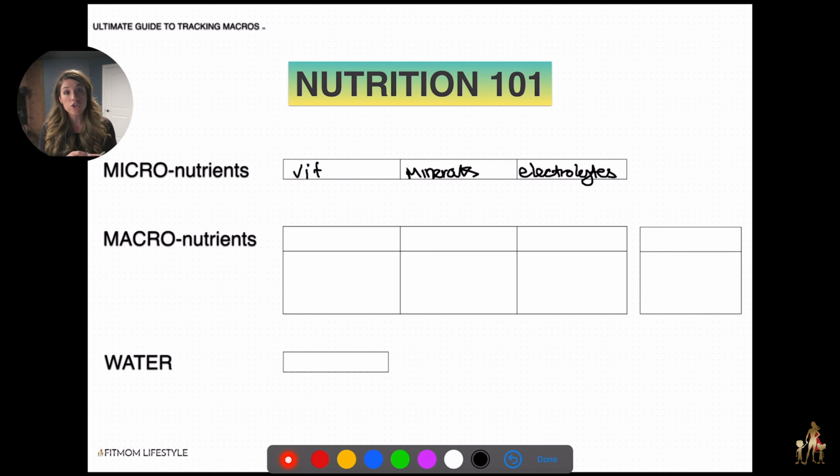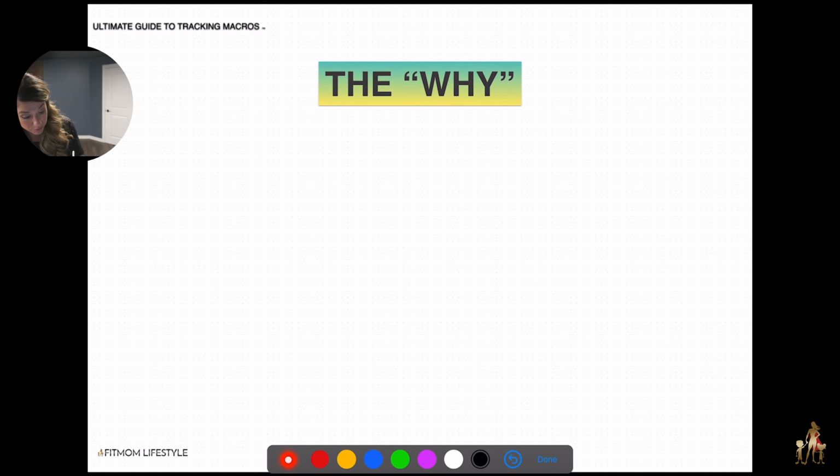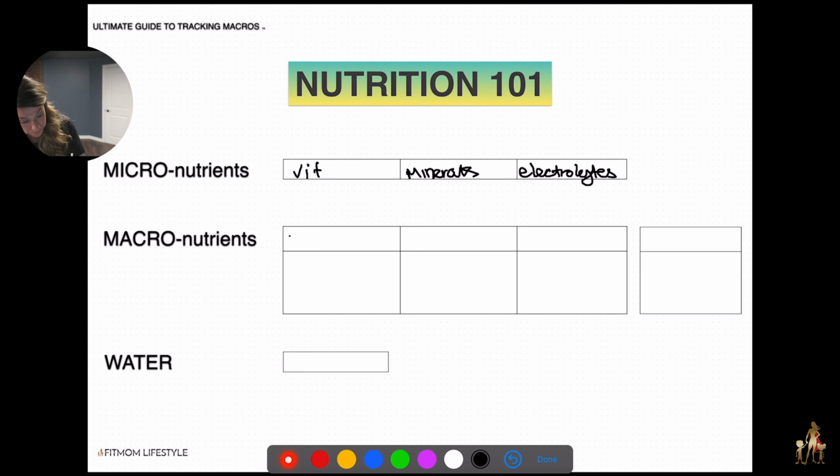All right, let's look at macronutrients. If you're not familiar with macronutrients and what they do for your body, this is what makes up your calories. Okay, so first we have protein. Protein is 4 calories per gram. So your protein and your carbohydrates are 4 calories per gram.